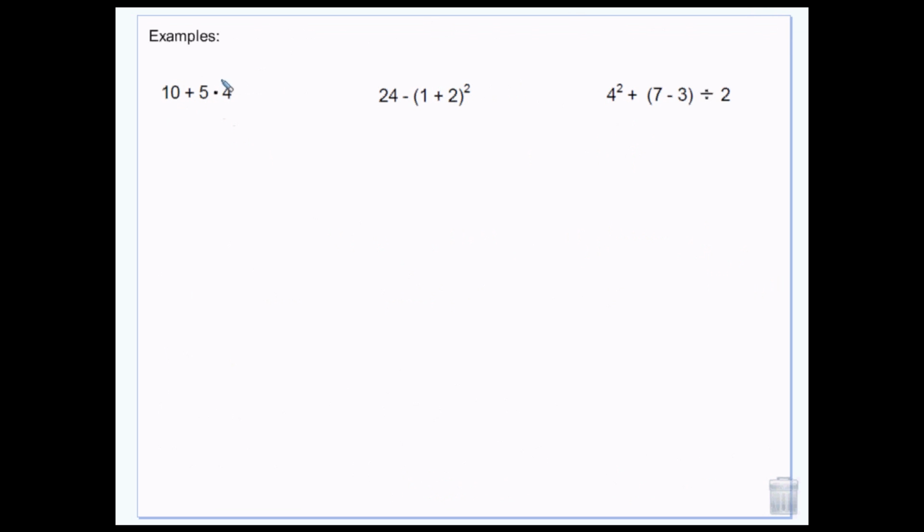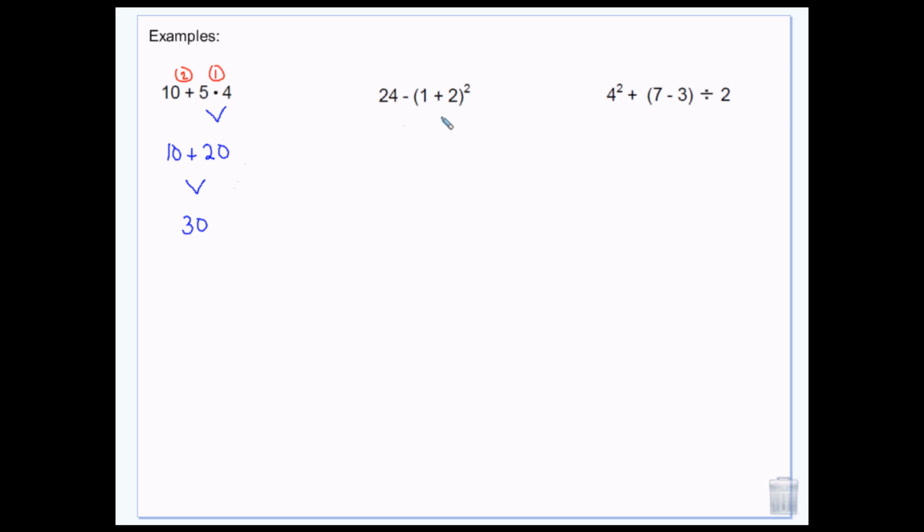What do I do first? I'm going to do 5 times 4 first, and then I'm going to add, right? So sometimes I'll put an arrow for the part I do first. So this is 10 plus 20, and then 10 plus 20 is 30. I don't like to use equal signs a whole lot when I'm doing things like this because I want to keep equal signs for equations, and this is not an equation, this is just an expression. But if you put an equal sign, I'm not going to count it wrong.